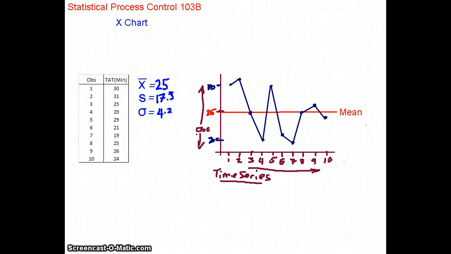Welcome back. This is the second portion of the Statistical Process Control 103 lecture. This is 103B, and we return to our run chart, which is no longer a run chart because we're varying around the mean now. Conveniently, the mean and the median were the same for this data set.